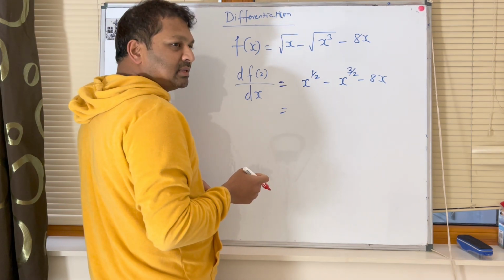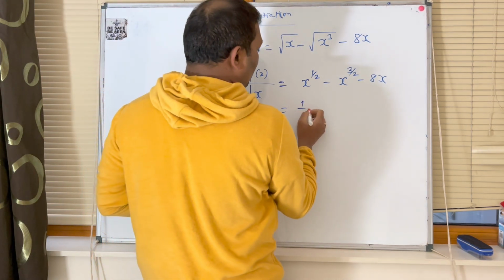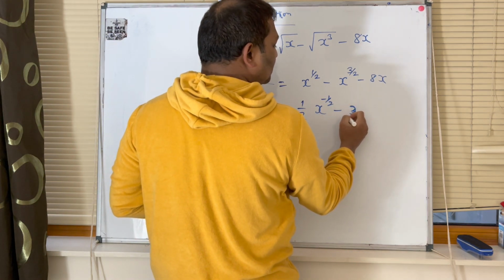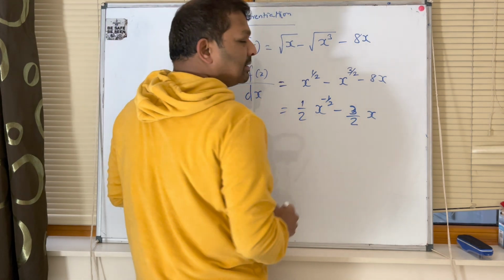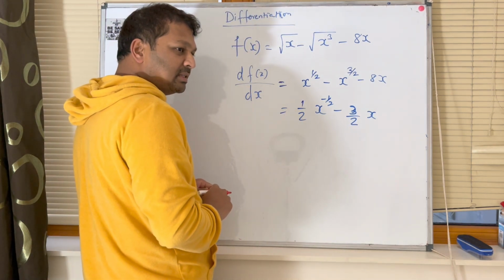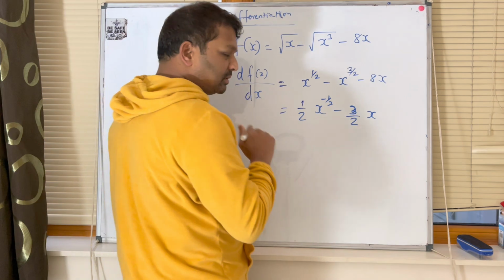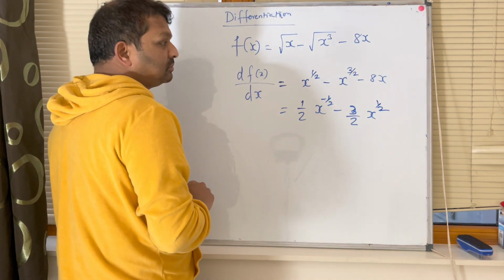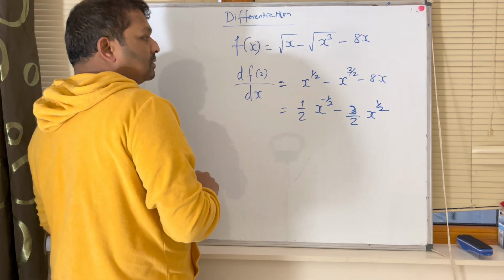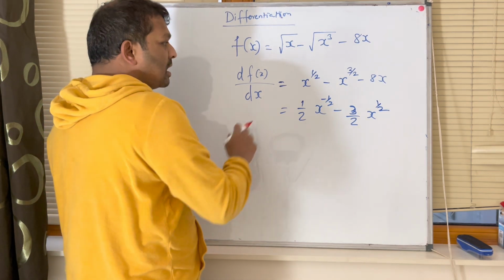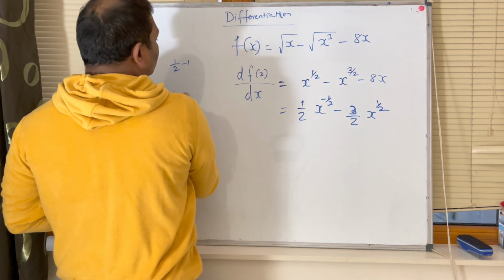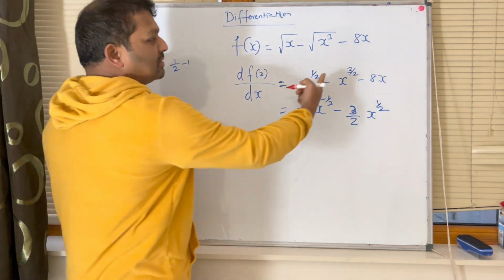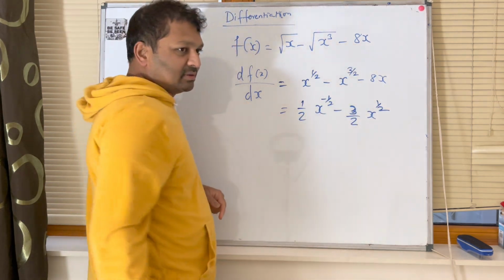What is the differentiation? n into x to the power of n minus 1. So half x power minus half, and for this one, 3 by 2 x power 3 by 2 minus 1, which is 1 by 2. Half minus 1 gives minus half, and 3 by 2 minus 1 gives a half.